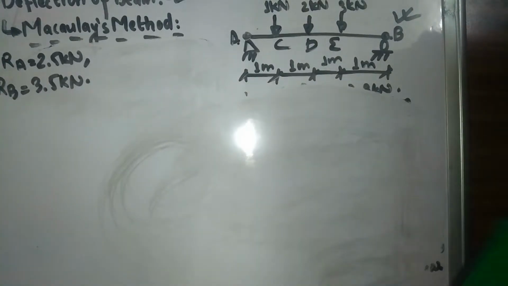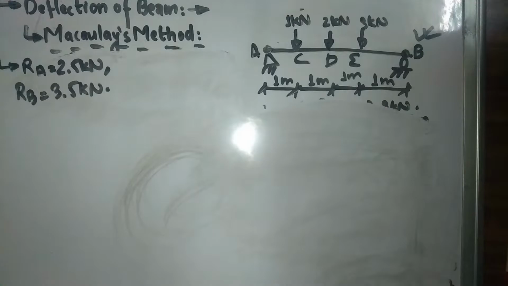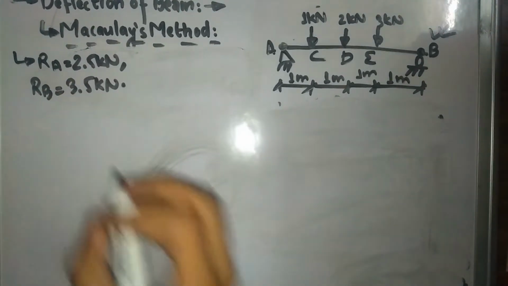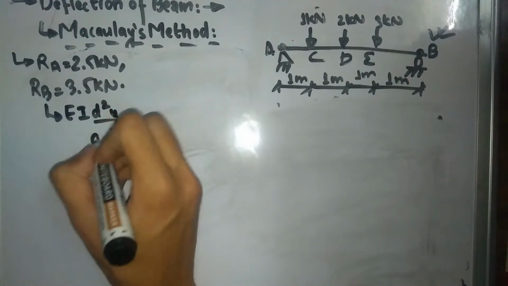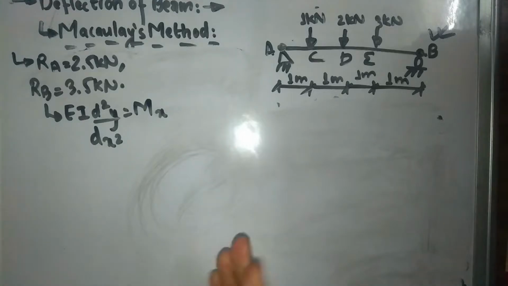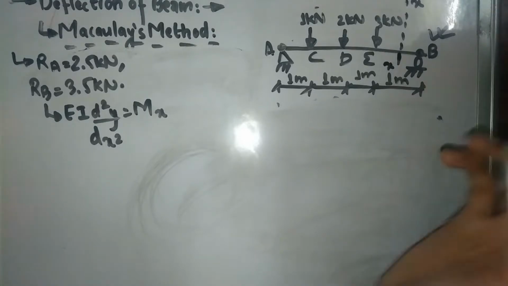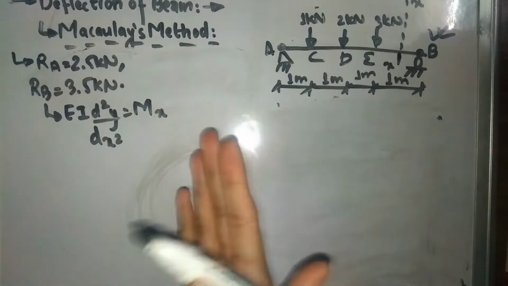For our next step, as I explained before, I have my constant EI. So after computing our reactions 2.5 and 3.5, what we're going to do next is apply this formula, which is EI d square y by dx square equals Mx, where Mx means our moment. In order to calculate our moment Mx, we need to take a section xx, and while taking our section xx, we need to take the section in such a way that we incorporate the maximum amount of forces, or maximum amount of reaction forces.